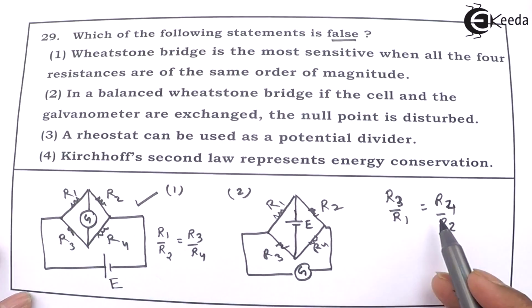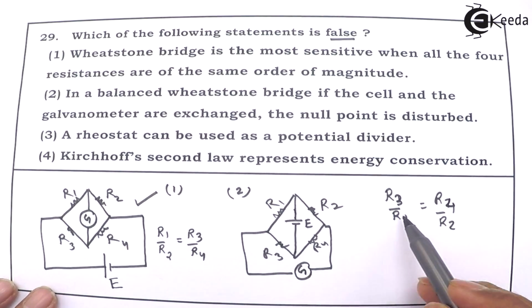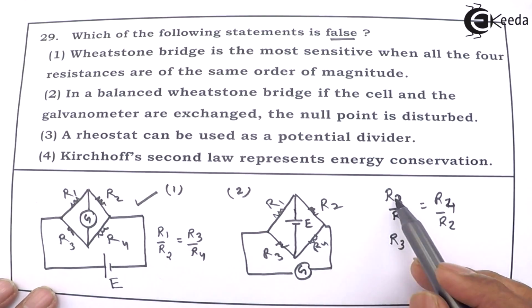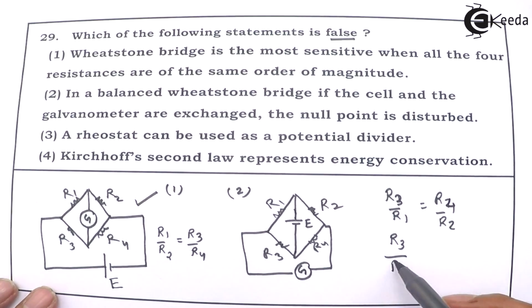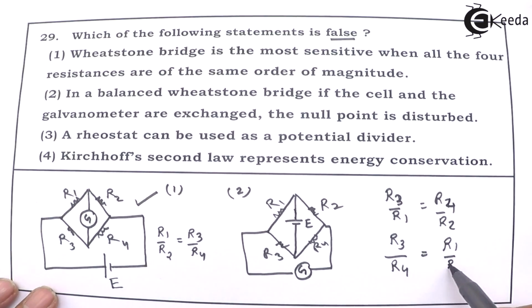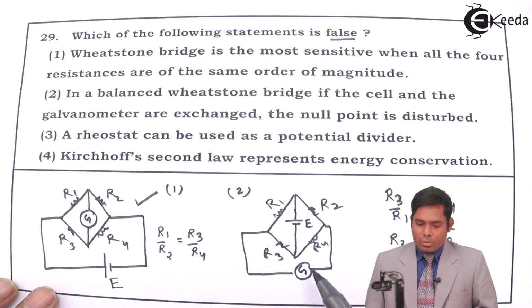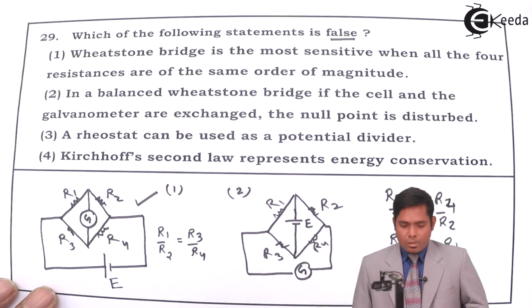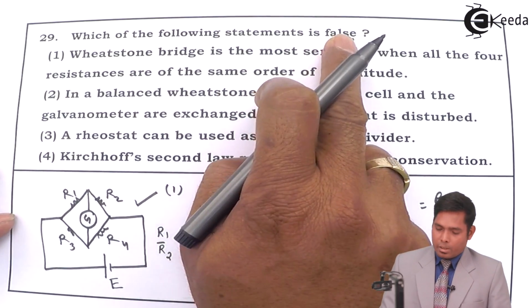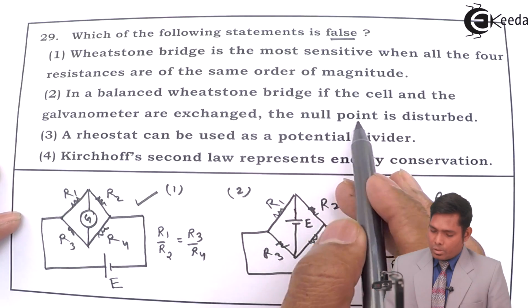Now if you see it properly, you can exchange this. Because this is one equation, I can write this as R3, this is brought down to this side, this becomes R4, this goes to the other side, and R1 divided by R2 as it is. So you see here R1 by R2 is R3 by R4, and here also R1 by R2 is R3 by R4. So this is also not going to change. So this may not be the answer, because we have to choose the false statement. This statement is correct. By exchanging, the null point is not going to change.